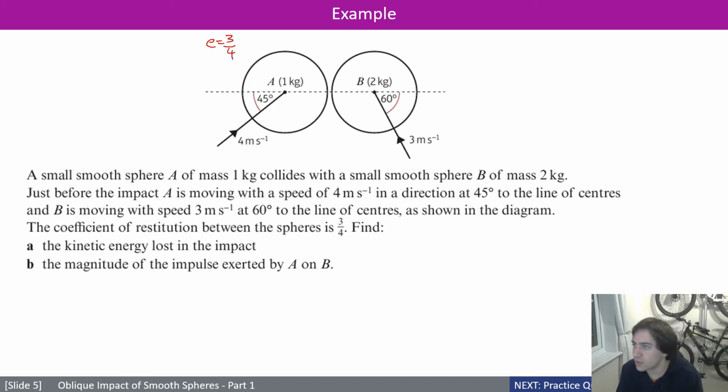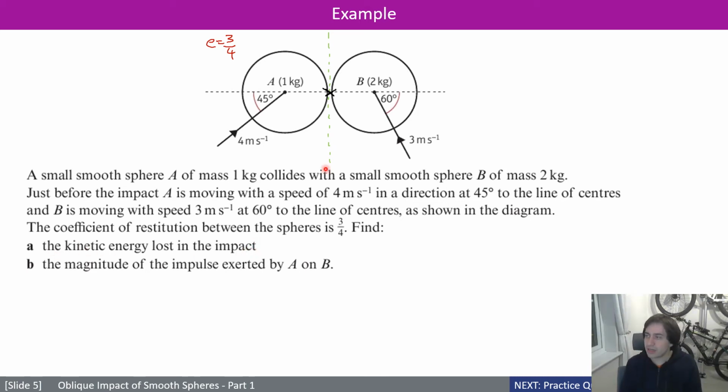And we also might as well just draw in the tangent line. They don't seem to be quite touching actually, but assume they are in that diagram. Okay, what is the kinetic energy lost in the impact?